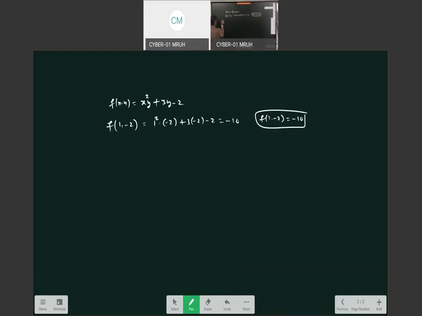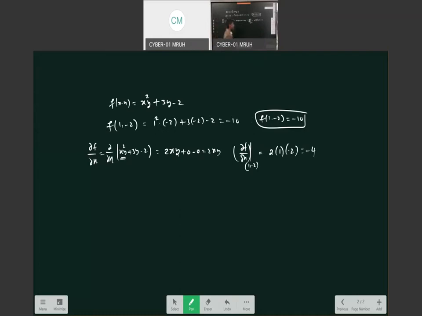So what is dou f by dou x? This is dou by dou x of x square y plus 3y minus 2. The derivative is with respect to x only. So x square y derivative is 2xy. 3y derivative is 0. Minus 2 is constant, so 0. So this is 2xy. But I need to get the dou f by dou x at 1 comma minus 2. So that is 2 into x equal to 1, y equal to minus 2. The value is minus 4.